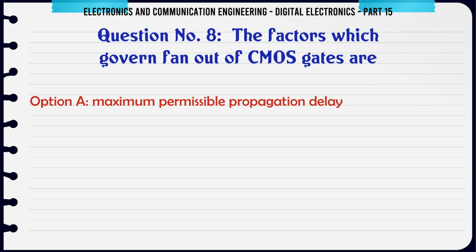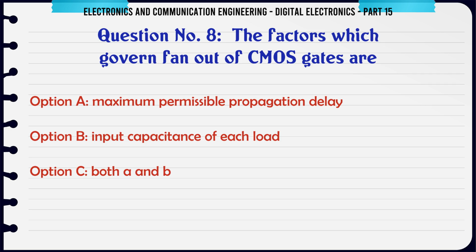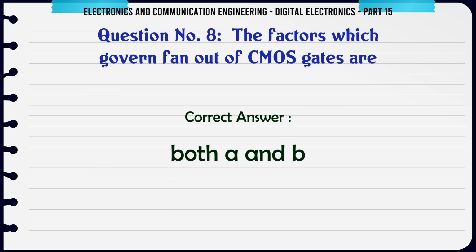The factors which govern fan-out of CMOS gates are: A. Maximum permissible propagation delay. B. Input capacitance of each load. C. Both A and B. D. Neither A nor B. The correct answer is both A and B.